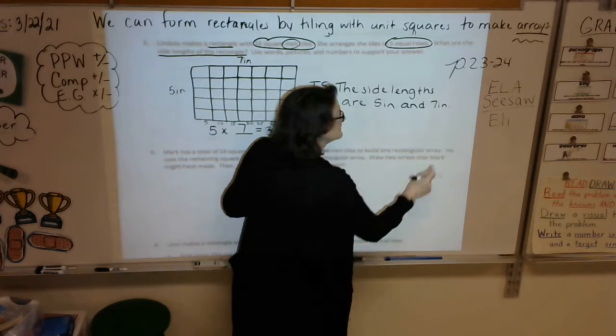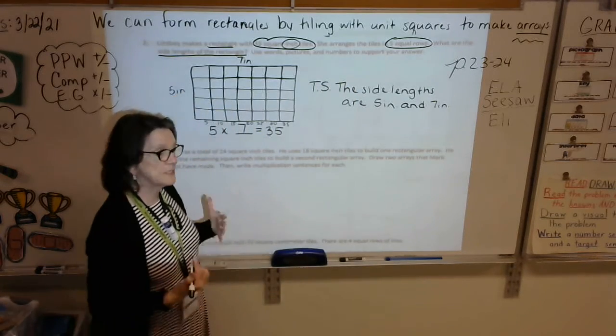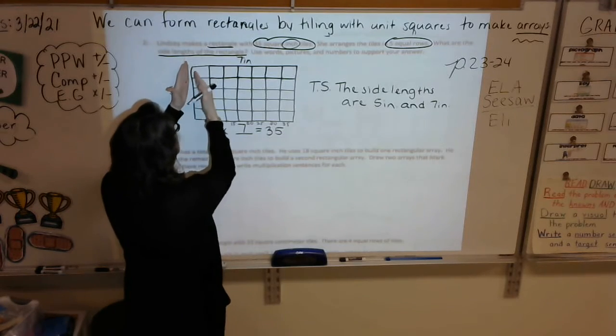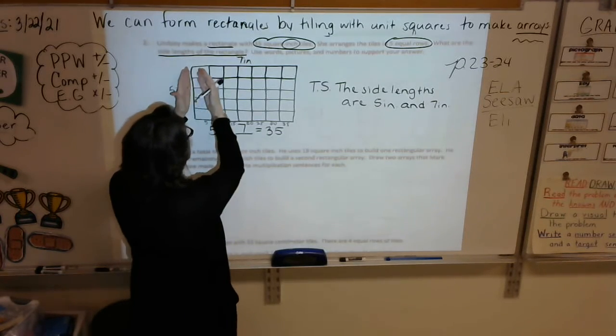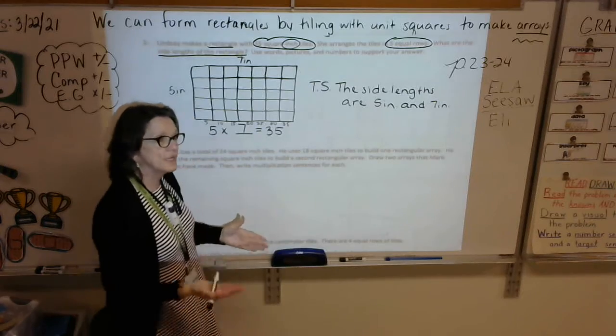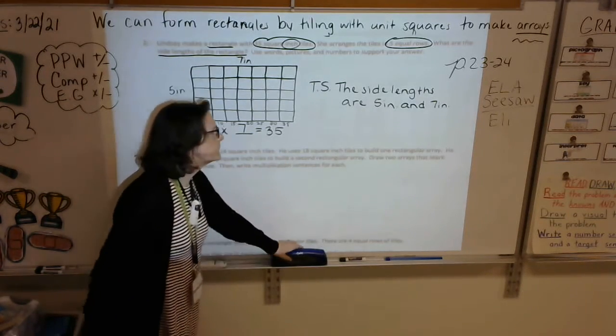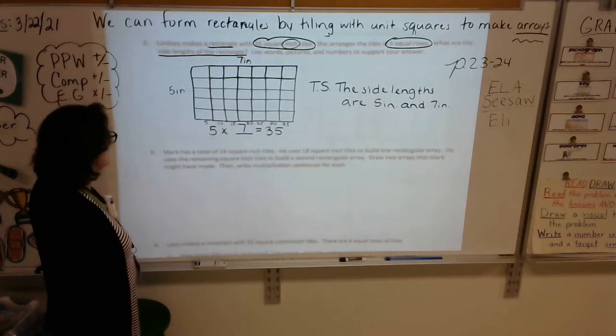Remember, the side lengths are just measured in units, just inches or centimeters, not square units, because I'm just measuring how long this line is here, and I'm measuring how long that line is. And lucky for us, we can just count the tiles in order to do that. All right? Let's look at the next one.